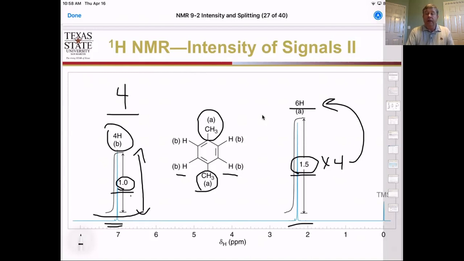So our ratio of hydrogens from these downfield hydrogens to the upfield hydrogens is 4 equivalent protons to 6 equivalent protons. So that's how we calculate the intensity of these, not by the height of the peak, but by the total area under the peak, and comparing the ratio between the different peaks to get our approximate number of protons.